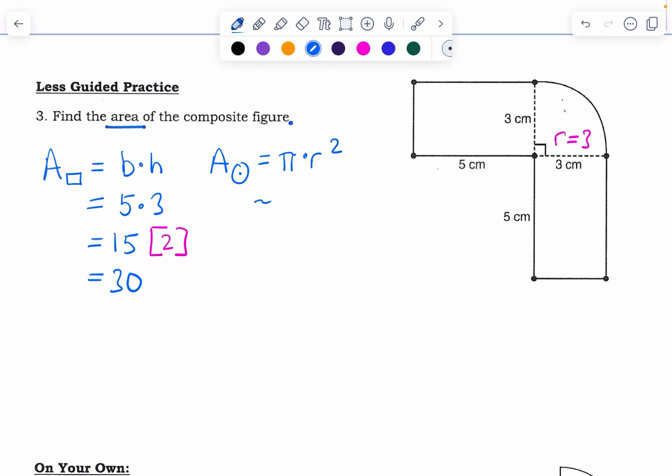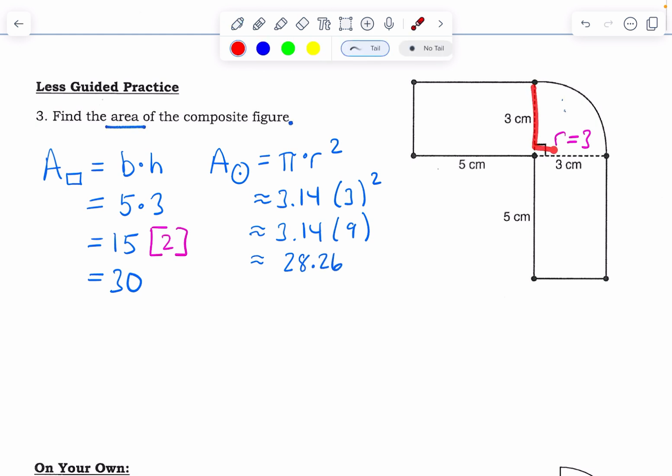So now we go ahead and do our plug and chug thing with 3 squared, that's 9. I have 3.14 times 9. And when you multiply that out, you would get 28.26. Now, because you have 1/4 of a circle, I'm going to divide this by 4 because of the fact that we're going to cut it into fourths. So 28.26 divided by 4 is 7.065.